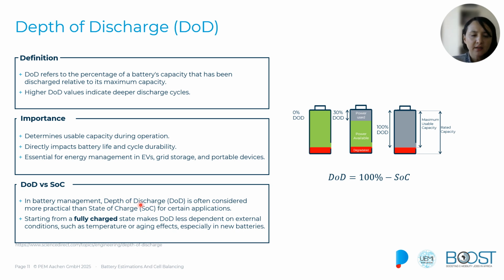To know the difference between the depth of discharge and the state of charge, we need to know that the state of charge focuses on how much charge is remaining in the battery, while the depth of discharge provides a clear picture of how much energy has already been used. That's the main difference between both. Understanding both parameters is very important for better monitoring the battery and managing the system.